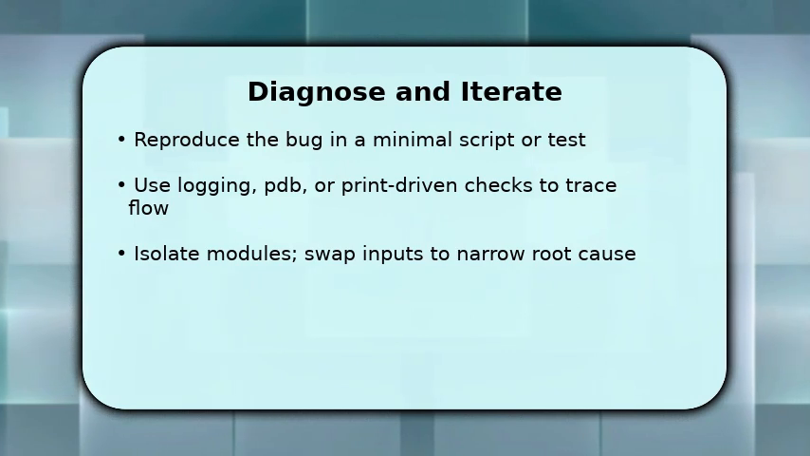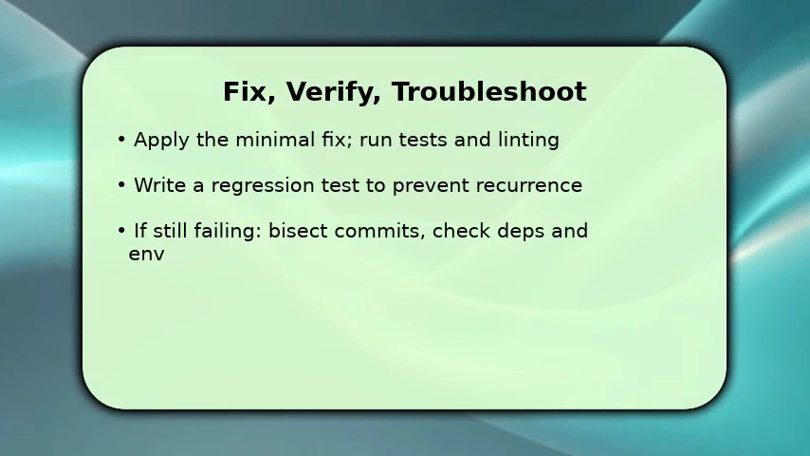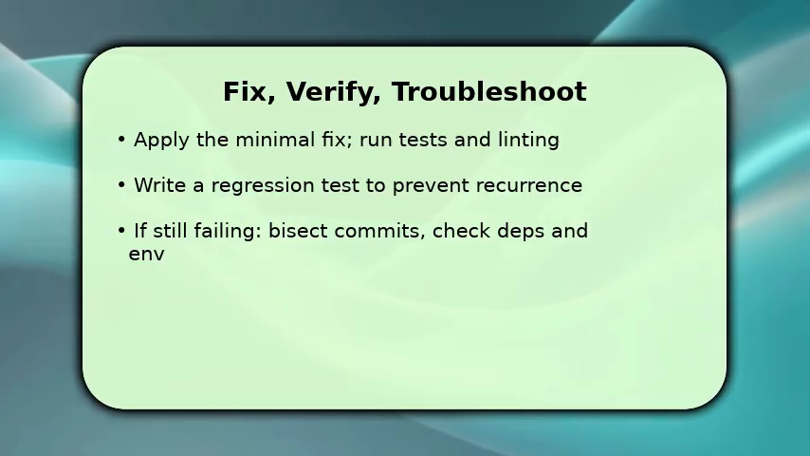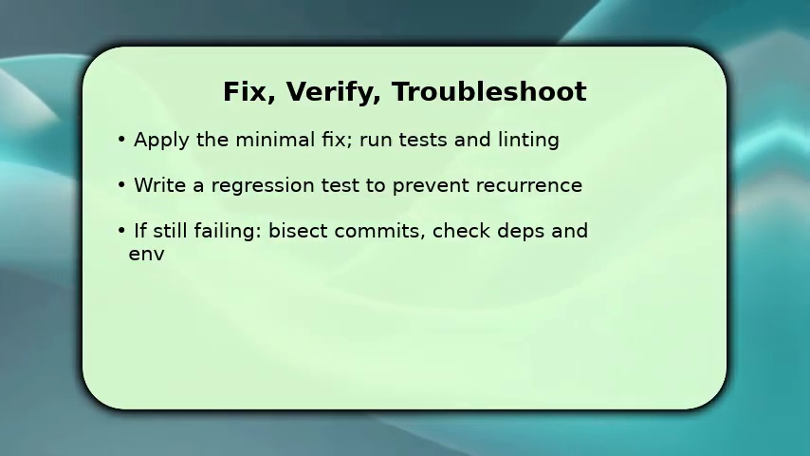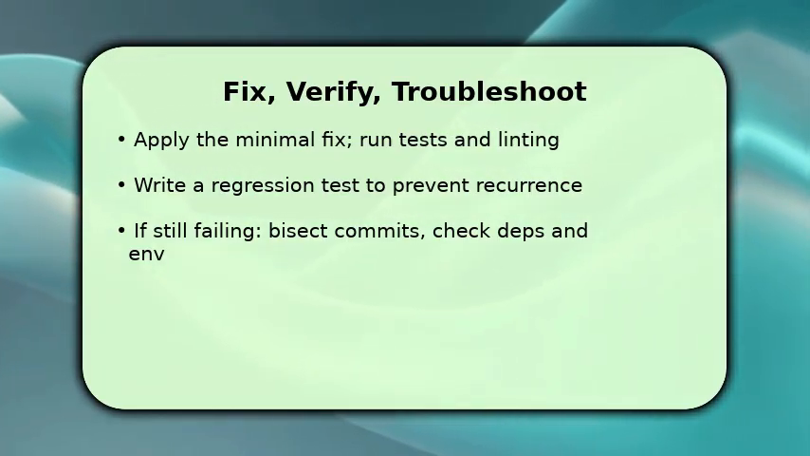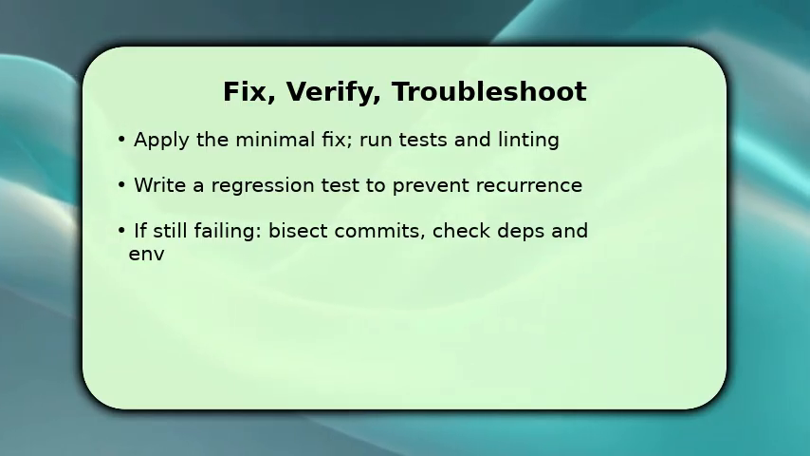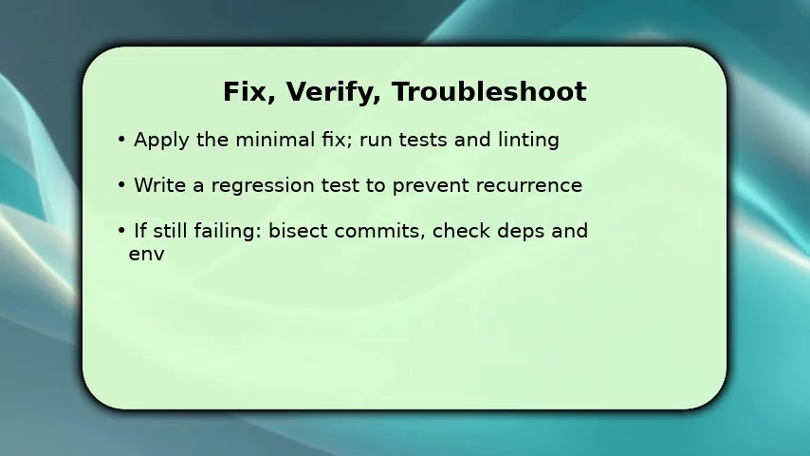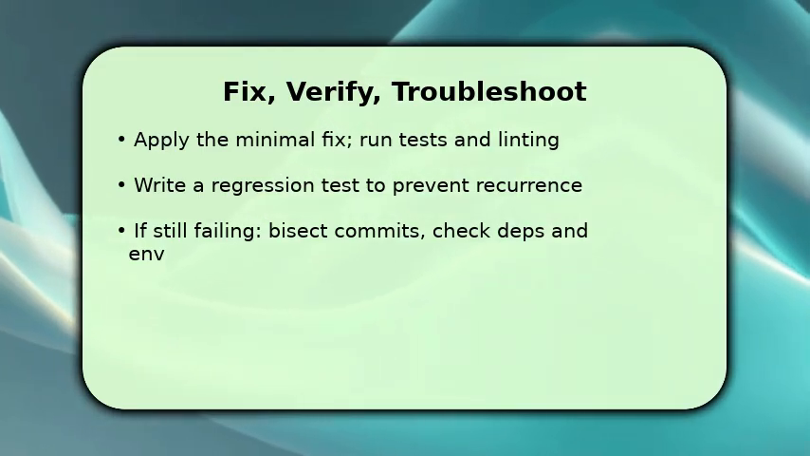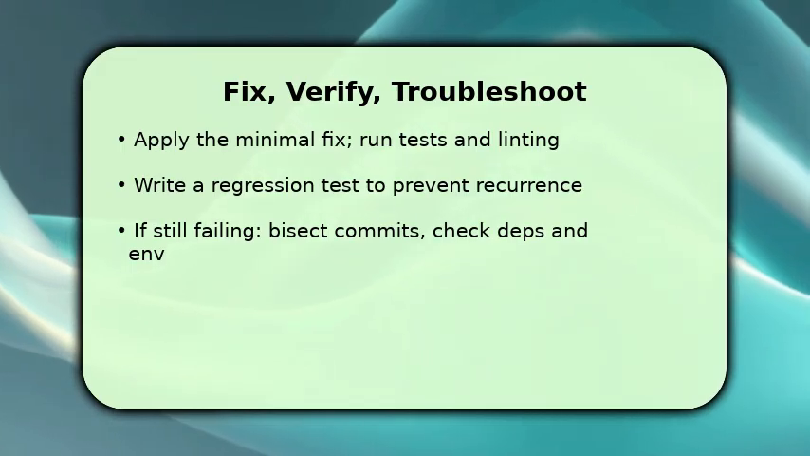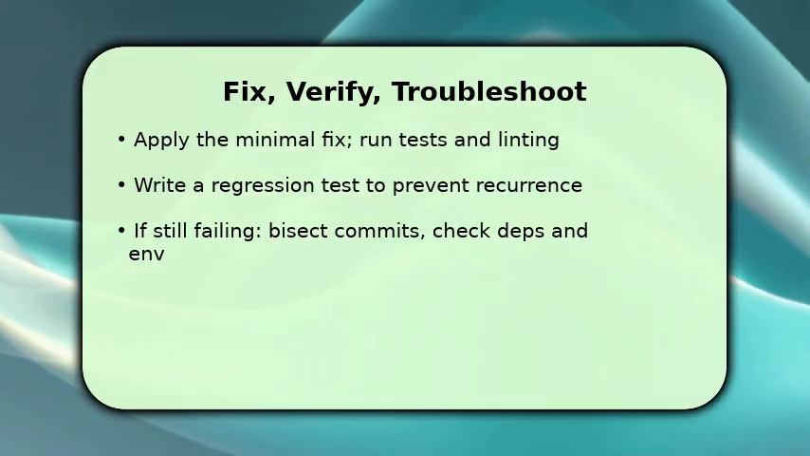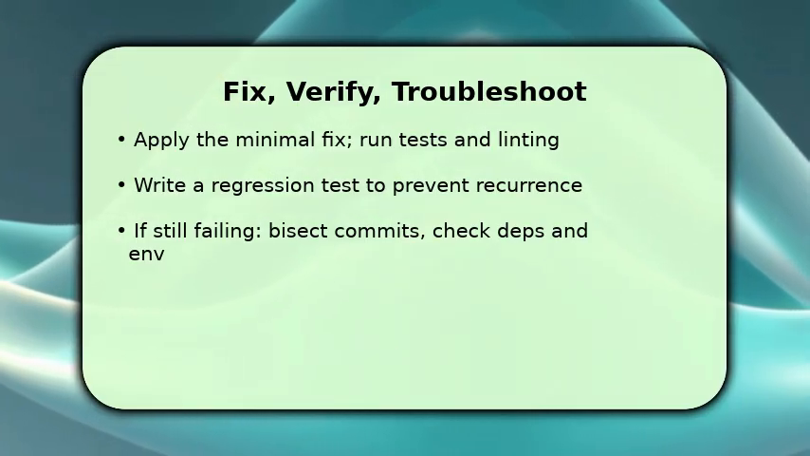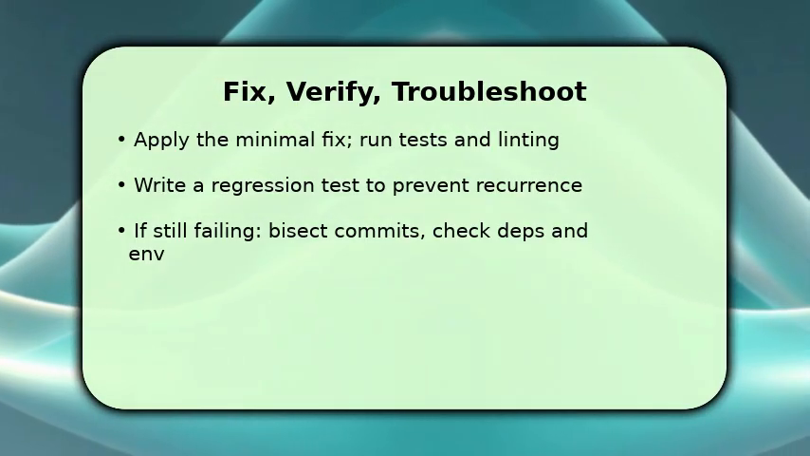You finish by applying a minimal, well-explained fix and immediately running your test suite and linting to verify behavior. Once tests pass, add a regression test so the issue won't return. This documents the why and ensures CI catches future regressions. If things still go wrong, bisect recent commits, recreate the environment, and confirm dependency versions. These steps reveal hidden regressions. One key troubleshooting tip: if behavior differs across machines, freeze deps and compare Python path.